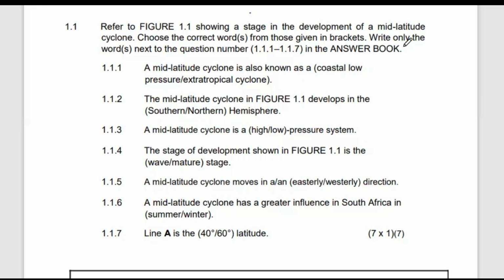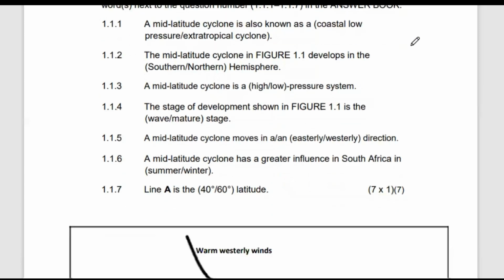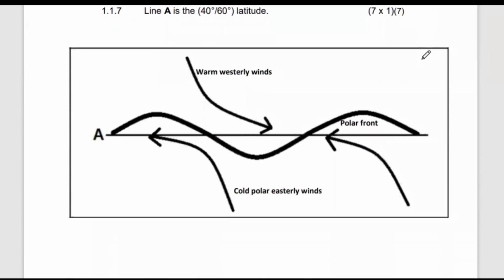Therefore, let's go straight to the first question, 1.1.1, which says a mid-latitude cyclone is also known as, in brackets, coastal low pressure slash extratropical cyclone. Let us go see the addendum. So this is our addendum, or the figure of a mid-latitude cyclone. As you can see here, we have the polar front, we have the warm westerly winds, and as well we have the cold easterly winds.